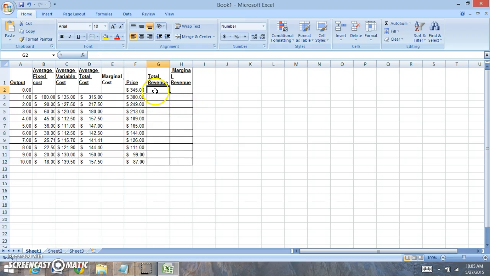So what you want to do is take this cell, multiply it by this, this cell multiplied by this, to find total revenue. That's how you'll find this column right here. Now to find marginal revenue, I'll give you an example.